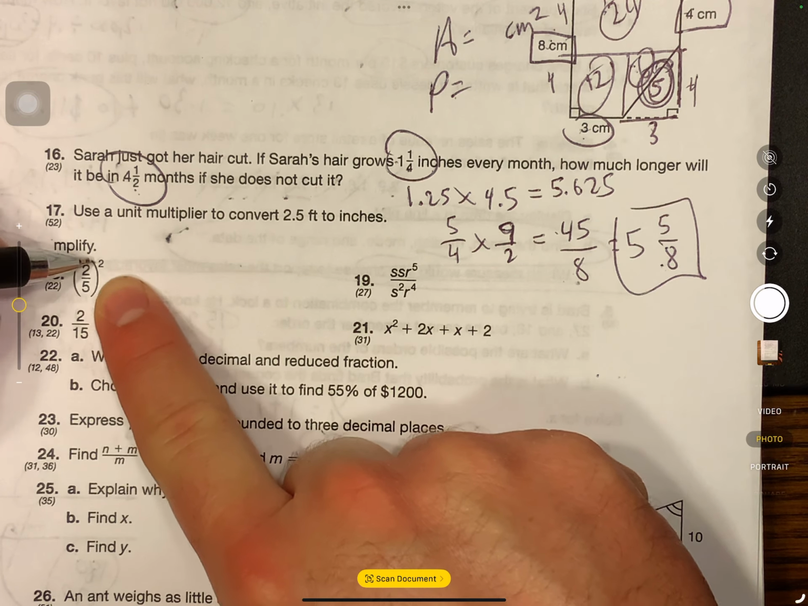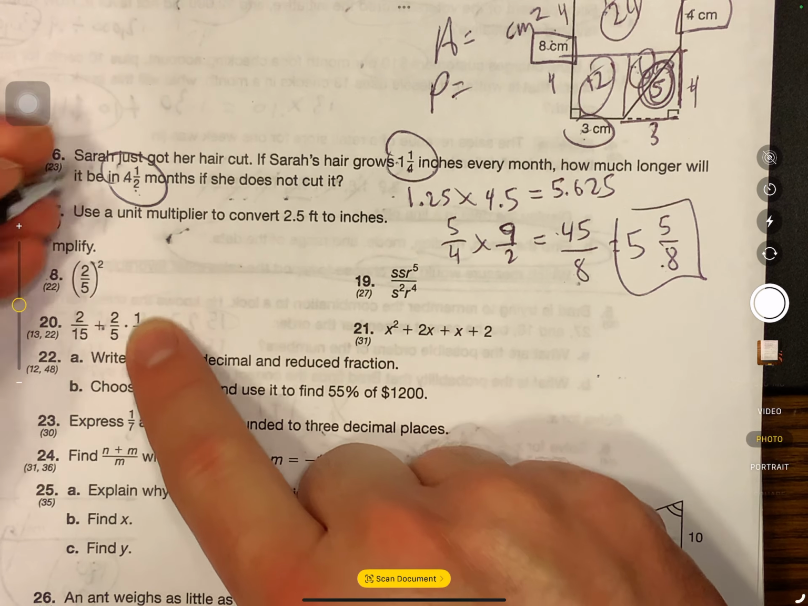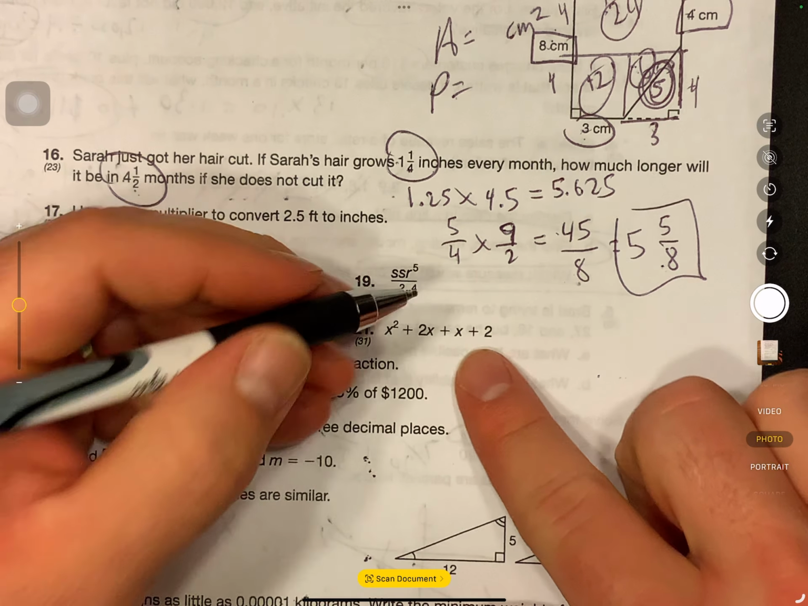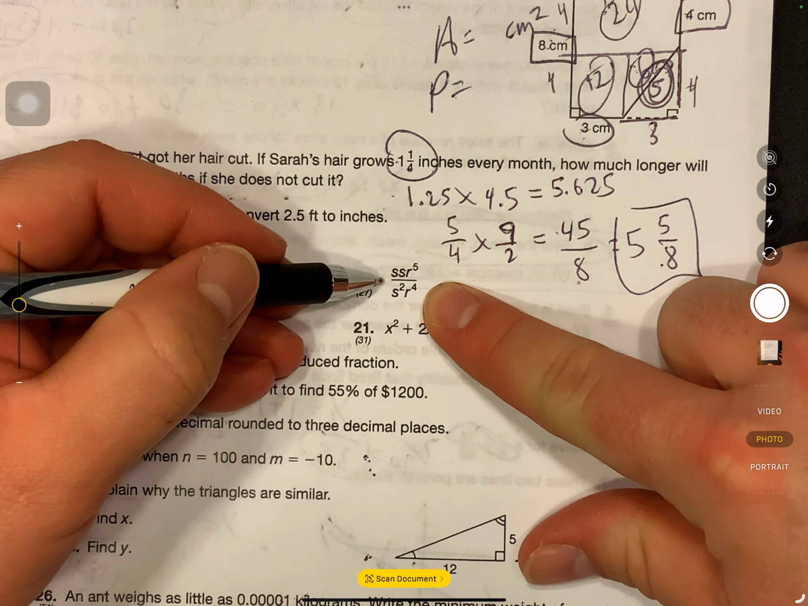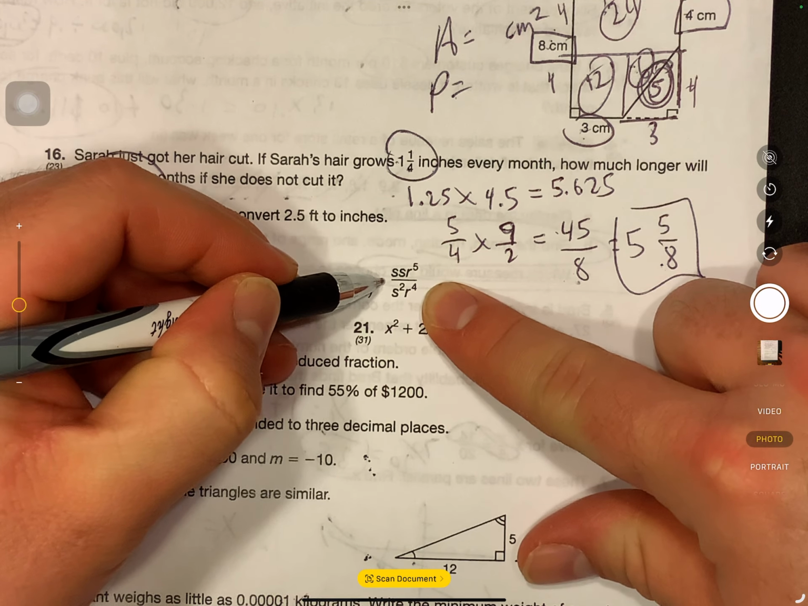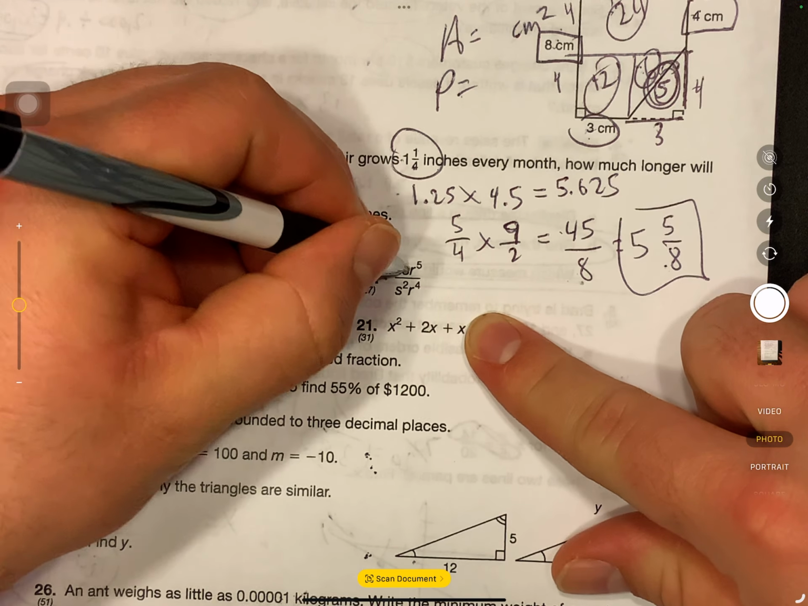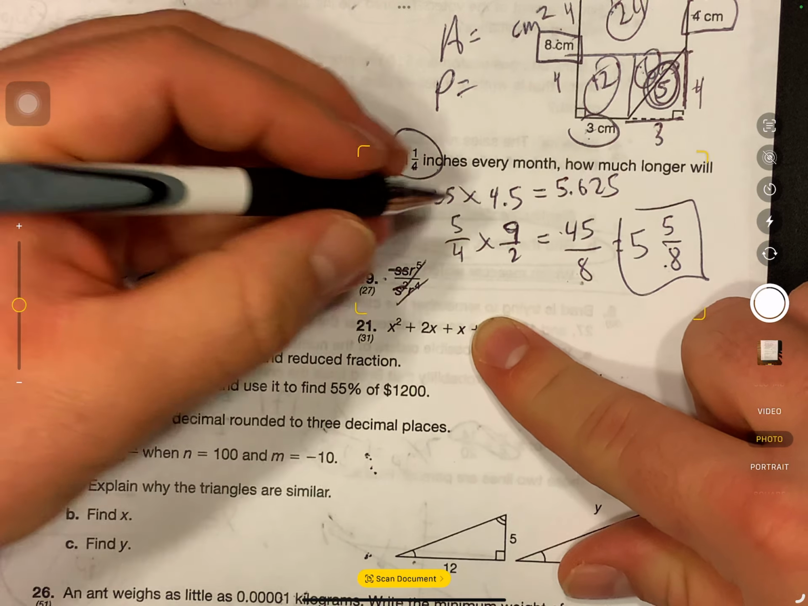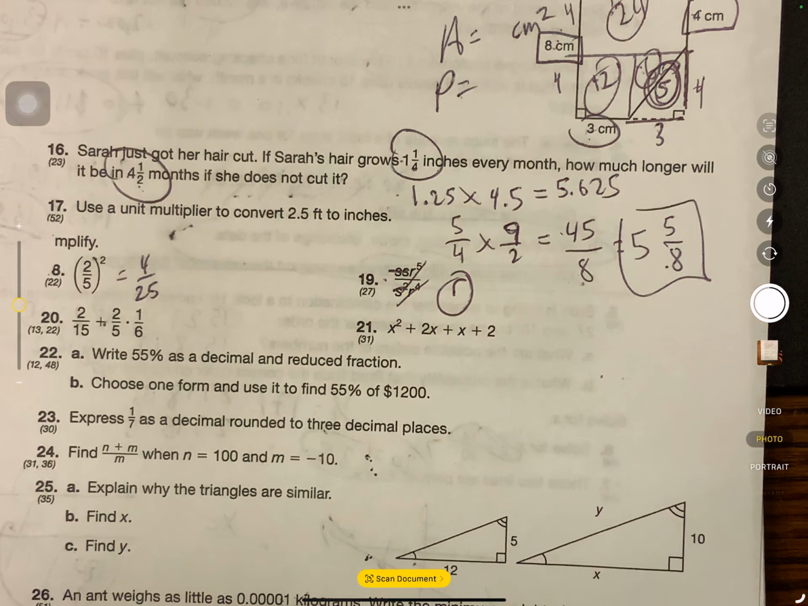2/5 squared. So you have to square the 2, 4. Square the 5, 25. So it's 4 over 25. You have to square both. Oh, this thing. I taught you that. I know you know. If you know, you know. 2 S's on top, 2 S's on bottom. Those are gone. 5 R's on top, 4 R's on bottom. The answer is R. 5 minus 4 is 1. So R is by itself.